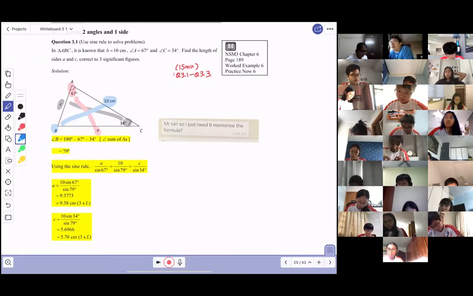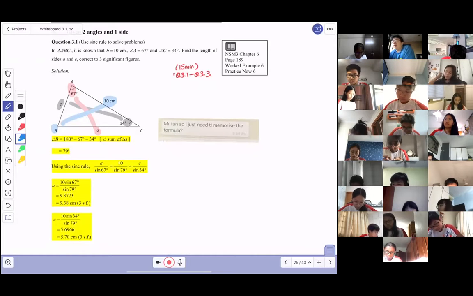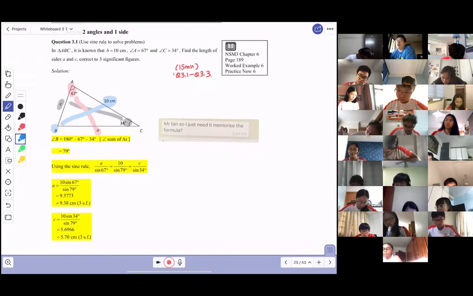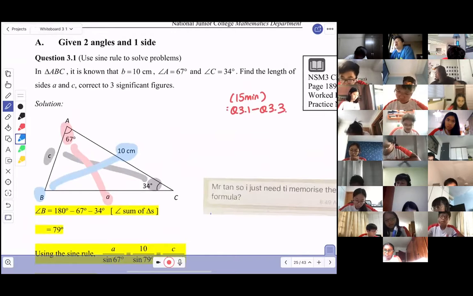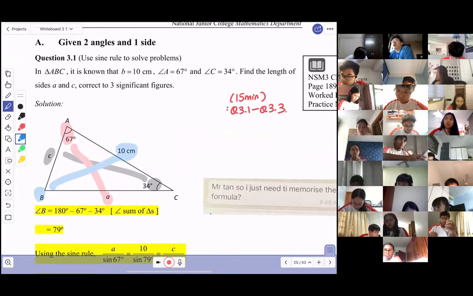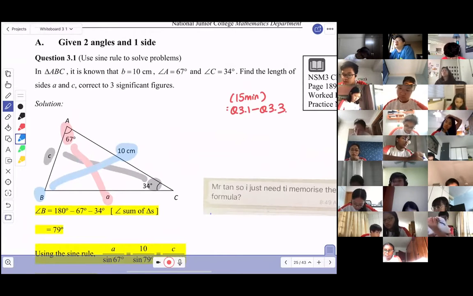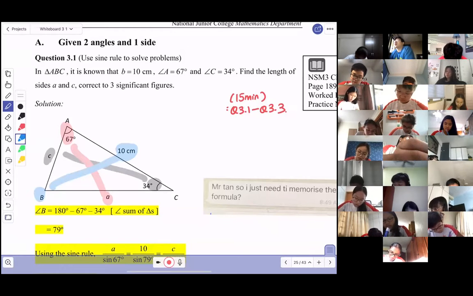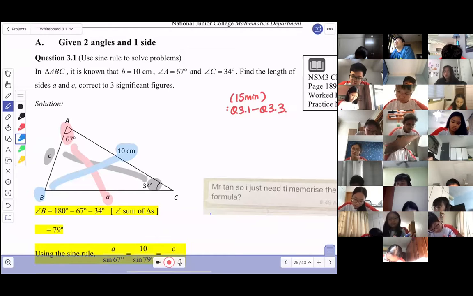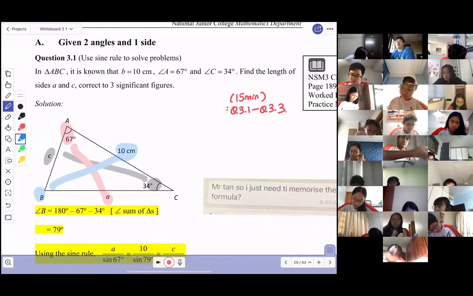Shikai, which question are you at now? Are you there? Which question are you at now? 3.1. Okay. Help me to do your 3.1 first. Cannot? Okay, then which question are you at now? Just finished 3.1. Okay, good. Just get some sensing.